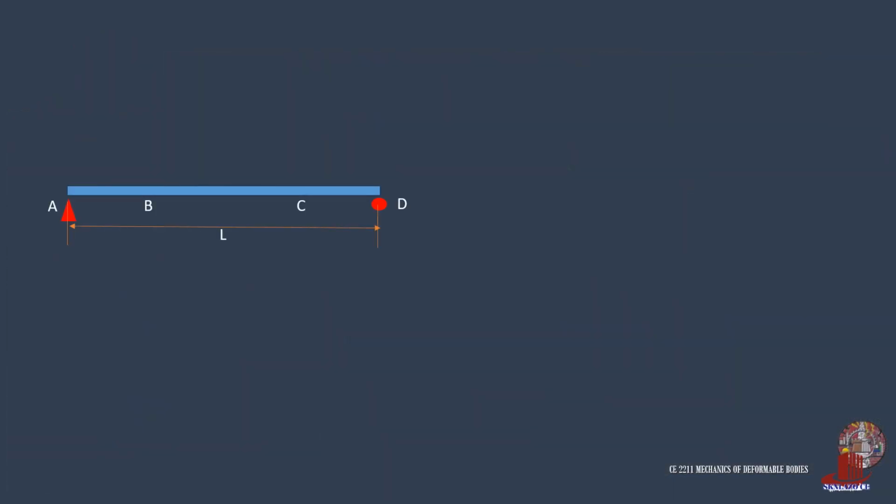The problem is a simple beam system of length L. Two concentrated loads P are applied at a distance A from the end supports. In order to work on the equations, look for the reactions first.